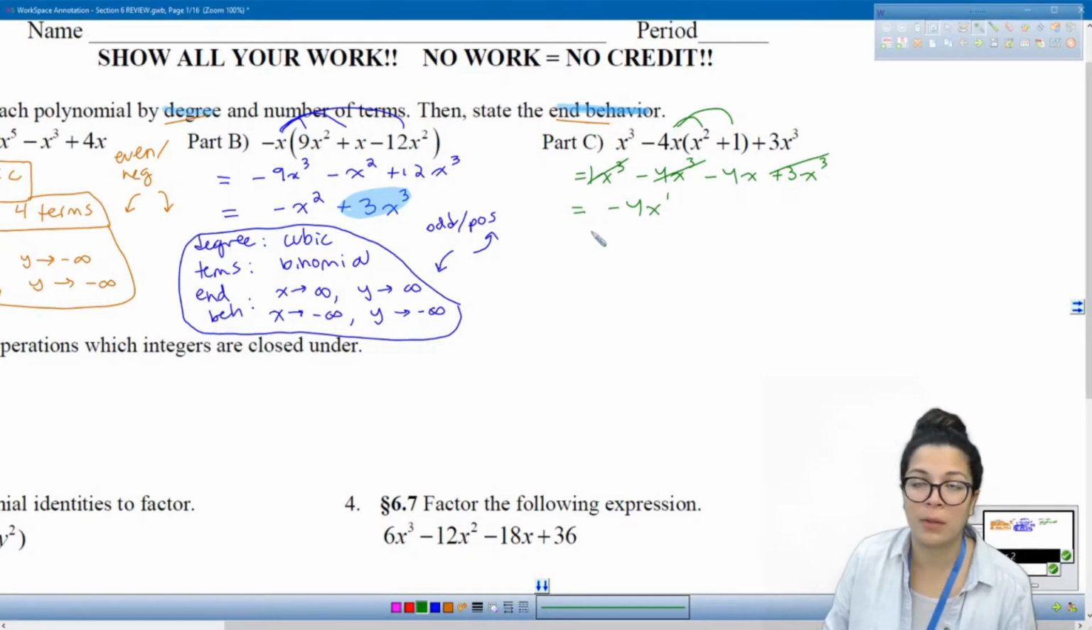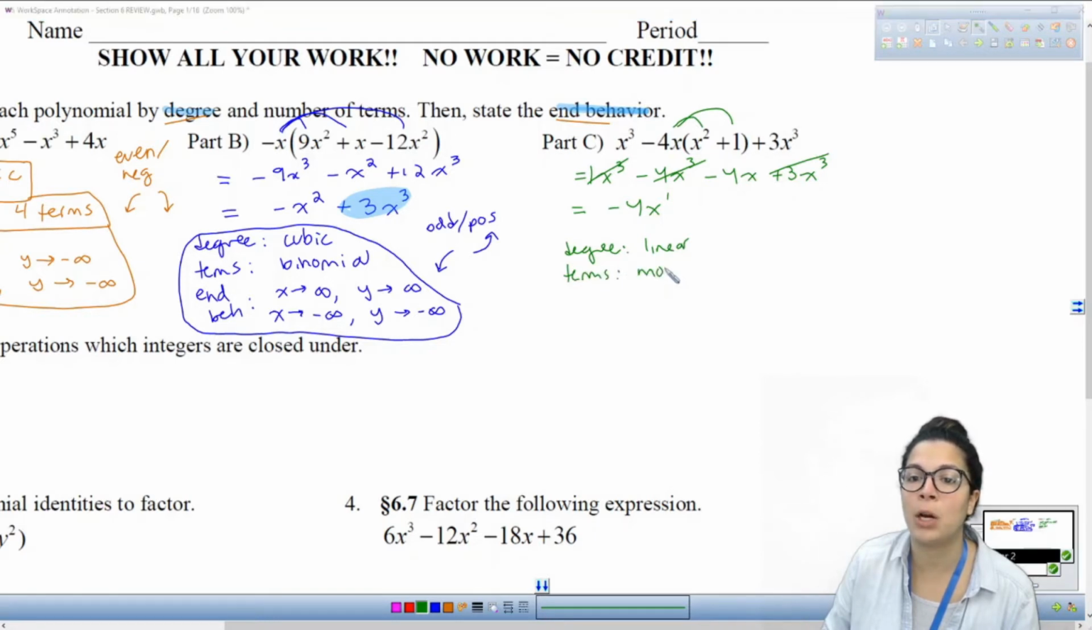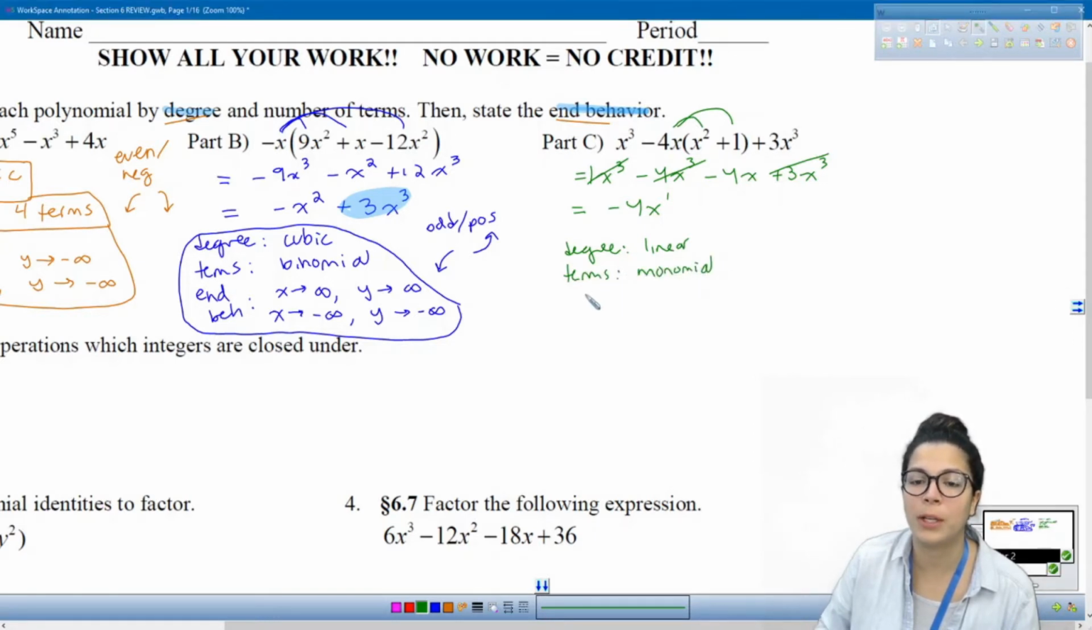There's only one term, so that's your leading term. The degree is 1, which means that it is linear. And by number of terms, there's only one term, which means that it is monomial, a one-term polynomial. And then for our end behavior, the degree is odd, but the coefficient is negative on this one. So it is facing opposite sides, but overall going down from left to right. So as x approaches positive infinity on the right-hand side, that y value is going down to negative infinity. And as x approaches negative infinity on the left-hand side, that y value is going up to positive infinity.